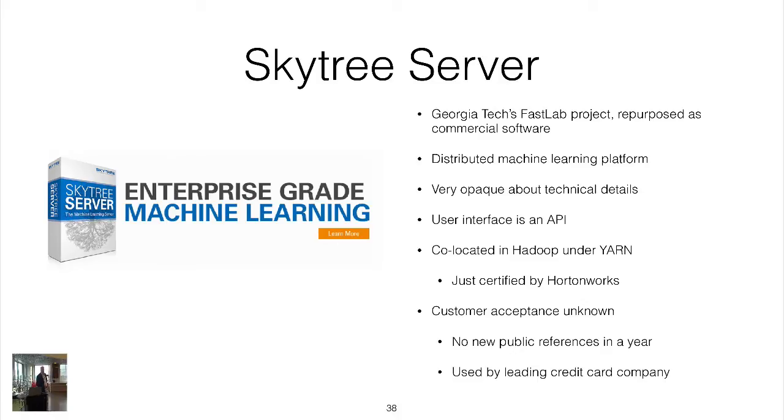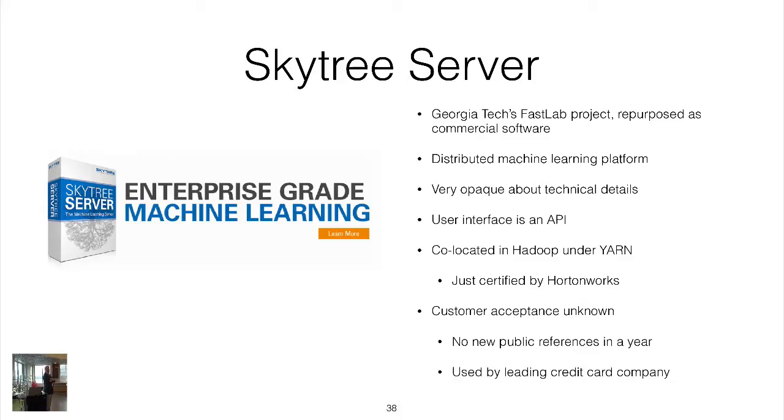Skytree Server is another product that runs in Hadoop. It was originally a product of a project at Georgia Tech called FastLab. It's been around for about 15 years. I don't know the details. I assume their government funding ran out or something, so they went out and found venture capitalists, and they shopped the product around to various folks like IBM, and eventually decided to go as an independent startup with venture capital. It was built originally as a distributed analytics environment, and by all indications, it's fast.